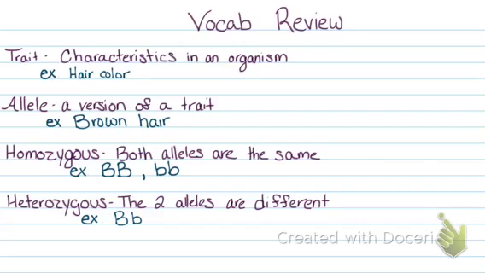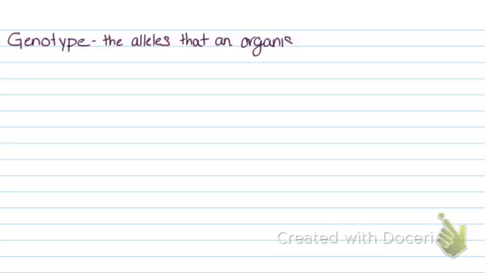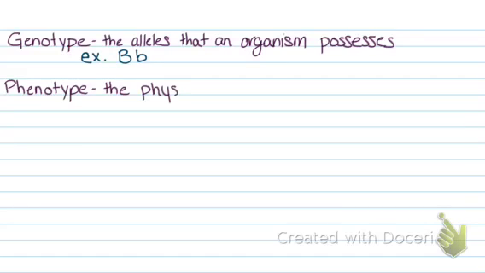When I refer to a capital B and a little b, or a capital B and a capital B, or little b and a little b, I'm referring to the alleles that an organism possesses. The alleles that they have are referred to as the genotype of an organism. When you look at an organism and describe the physical appearance of the organism, that's referred to as the phenotype. Saying brown hair versus blonde hair, I'm describing in words the physical appearance or the phenotype.